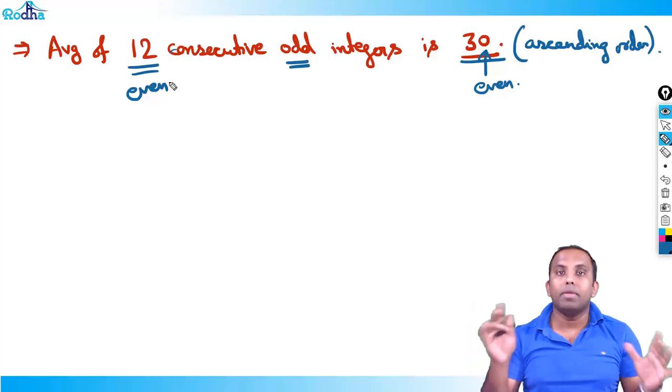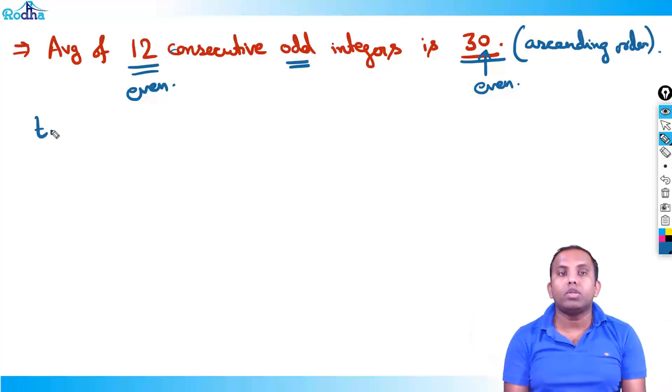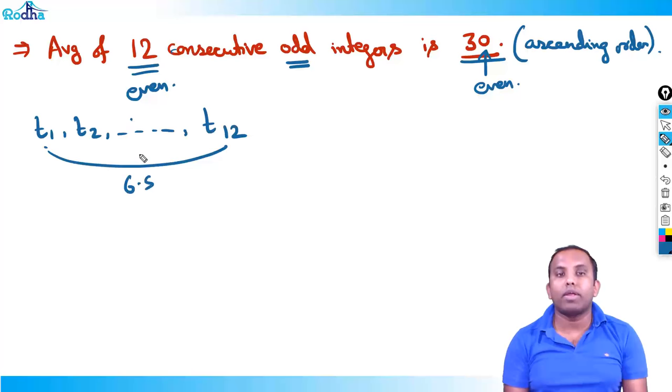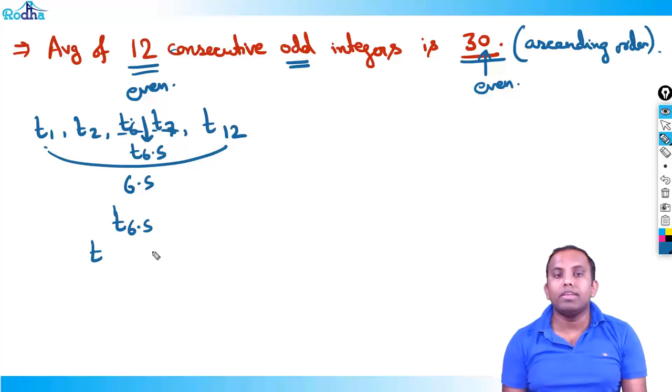Because it's T1 to T12. So what is the middle term? 1 plus 12 by 2 is 6.5. So T6.5 is the middle term. T6.5 is nothing but the average of T6 and T7. Okay. That means term 6.5, that is the average of T6 and T7, is given as 30. Correct.